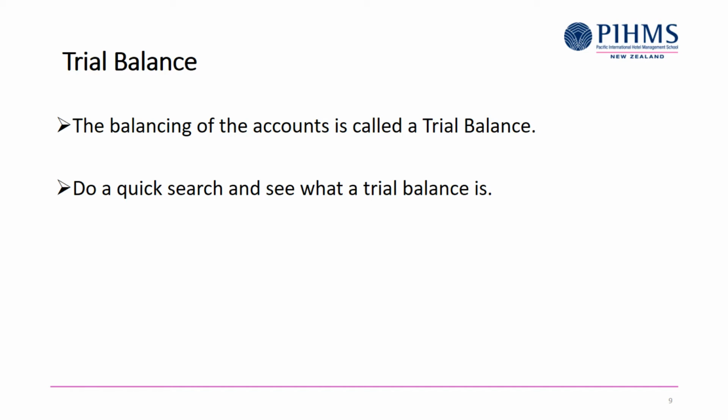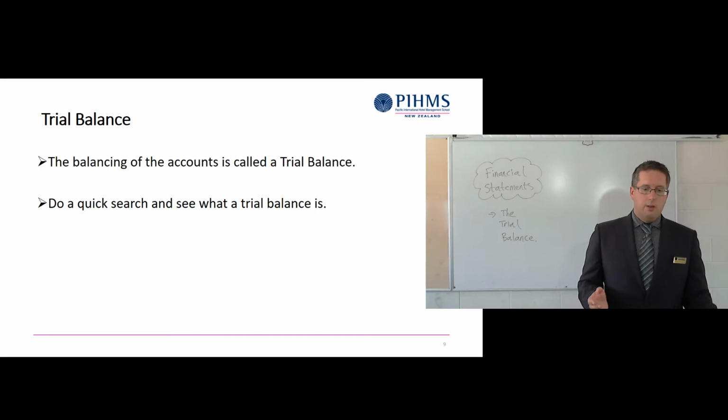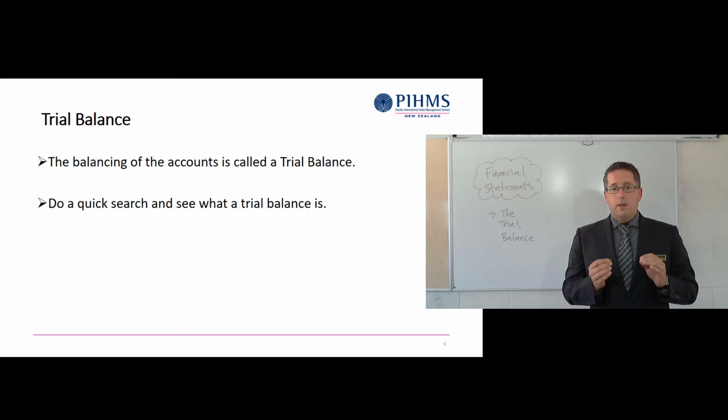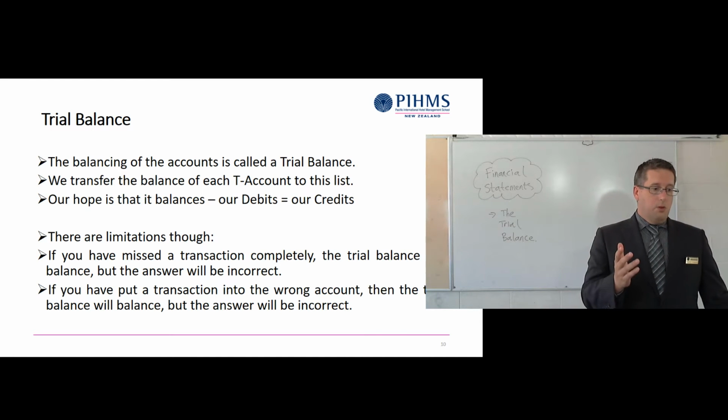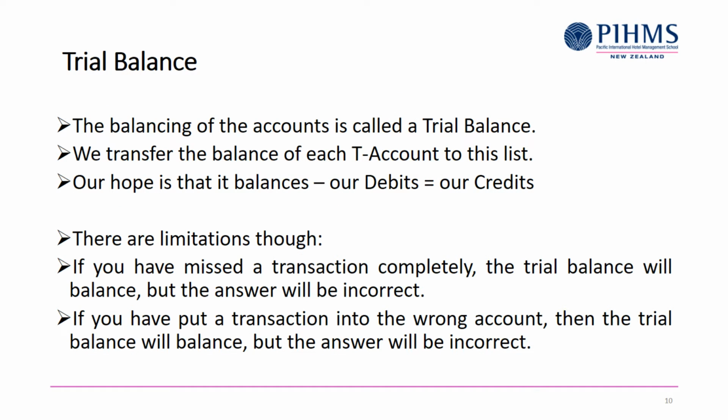So you can do a quick search at this point and see what it does. But it does take all of the account balances, all of the closing balances of each of the accounts. And this might be at the end of a month, at the end of a year, after you've recorded all the transactions, and then we can use it to help generate financial statements. Okay, so here we go. So we transfer the balance of each account onto this list, the trial balance. And our hope is that it balances, debits equals credits. If it does, yeah, you've probably done it right.